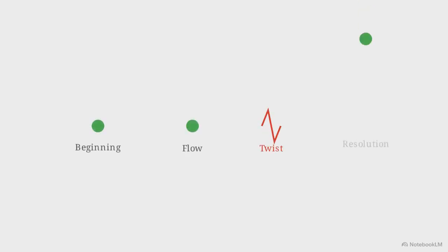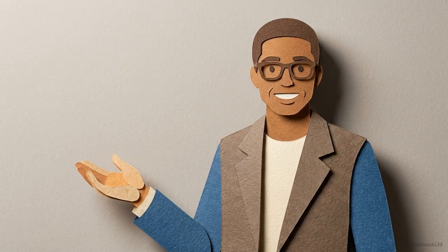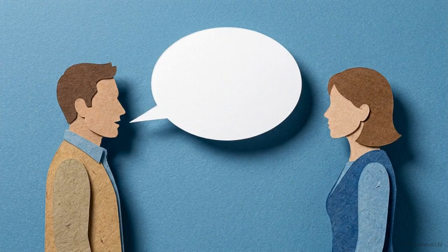We finalize the paragraph. "Finally, the police arrived and arrested the criminals. In the end, everything was okay." A strong, clearly signaled conclusion politely informs the listener that your story is over. It passes the conversation back to them, inviting their reaction.